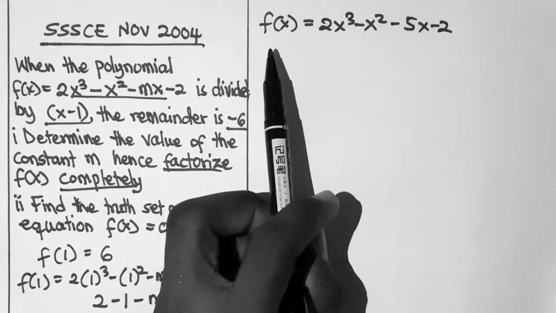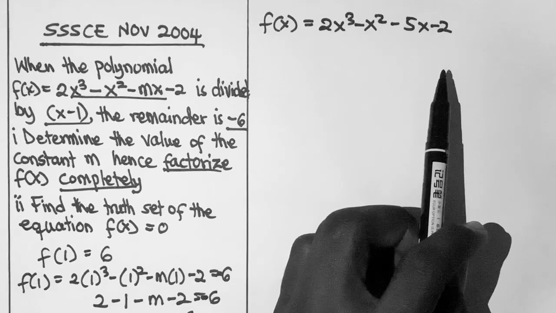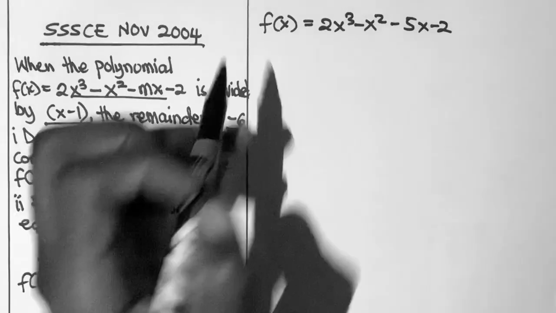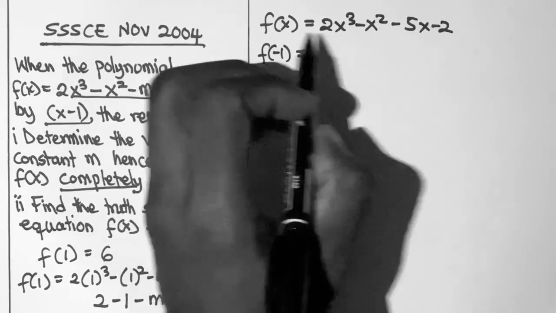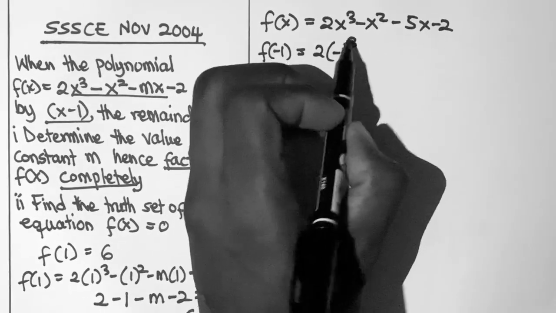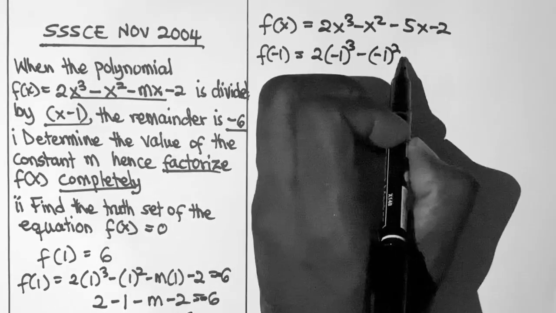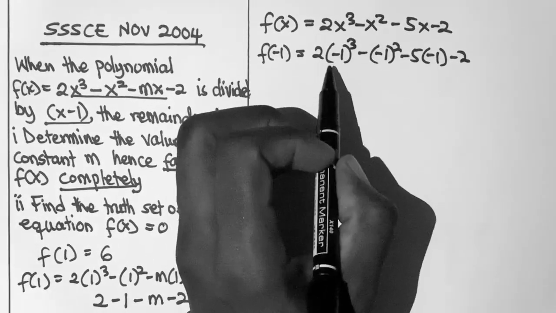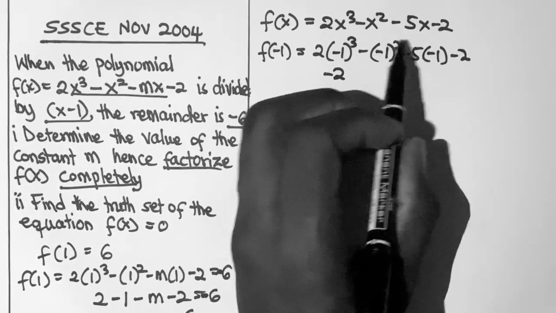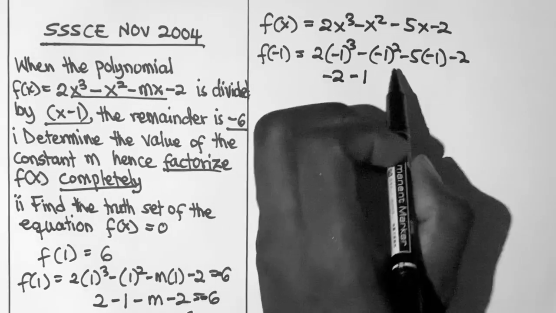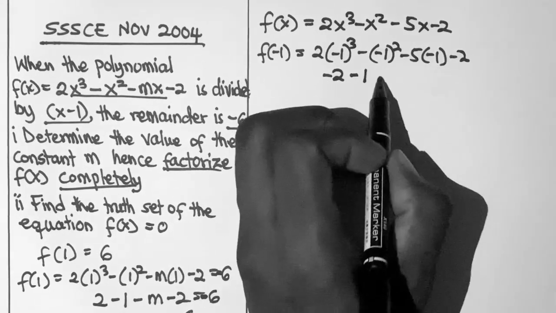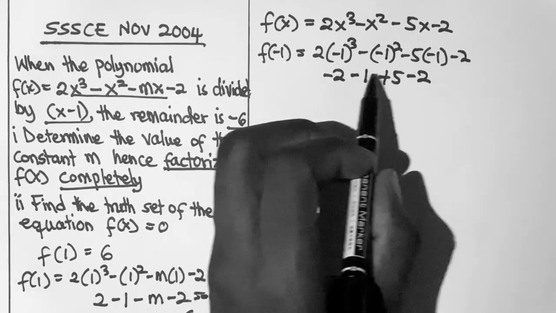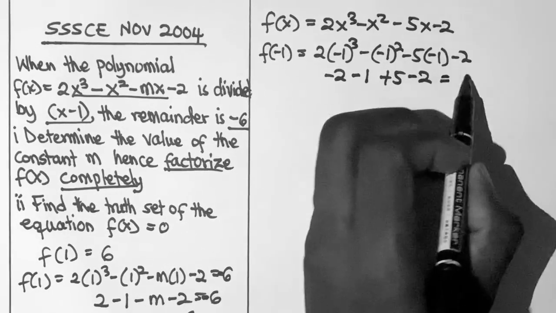So let's test some values of x and see which one of them will give us 0. So let's test minus 1. What is f of minus 1? That's equal to 2 times minus 1 cubed, then minus 1 squared, minus 5 times minus 1, minus 2. So minus 1 cubed is minus 1 times 2 is minus 2. Then minus 1 squared is 1 times minus 1 is minus 1. Then minus 5 times minus 1 is plus 5, minus 2. Minus 2 minus 1 is minus 3. Minus 3 plus 5 is 2. 2 minus 2 is 0.